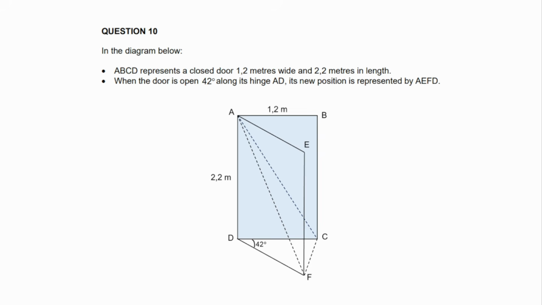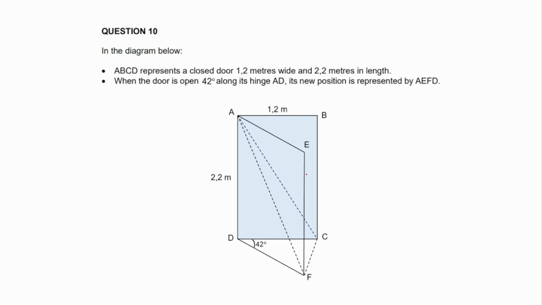Now we're given a door. It's a closed door. ABCD is a closed door. So the thing in this light blue in the background is a closed door. It's 1,2 meters wide and 2,2 meters in length, so 2,2 meters tall. When the door is open 42 degrees along the hinge AD, so this is here at the bottom, when it's open 42 degrees, its new position is represented by just this blank door here in the front.